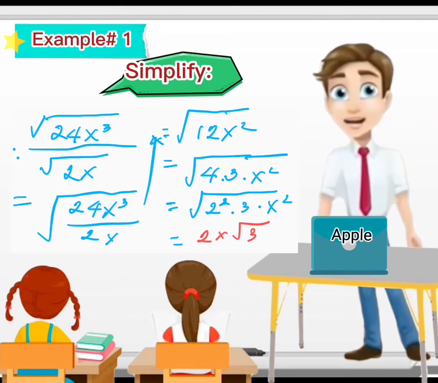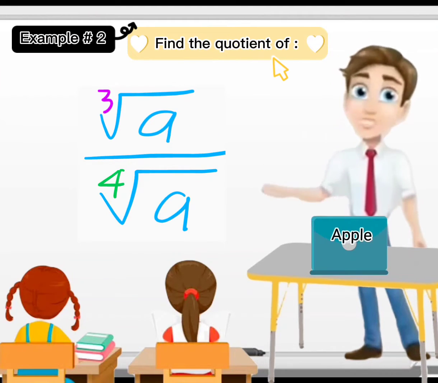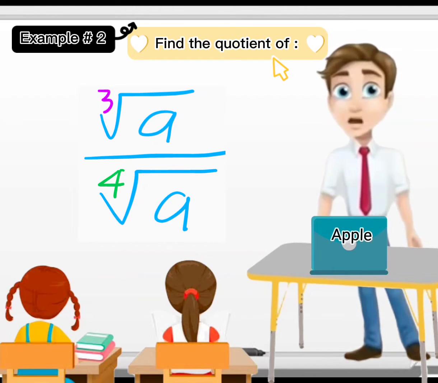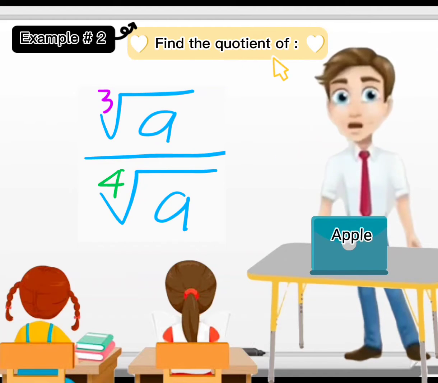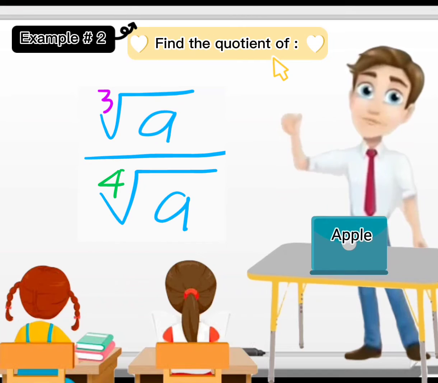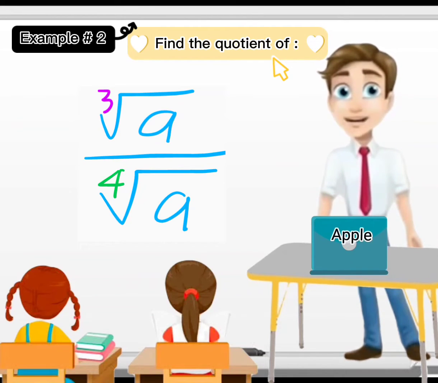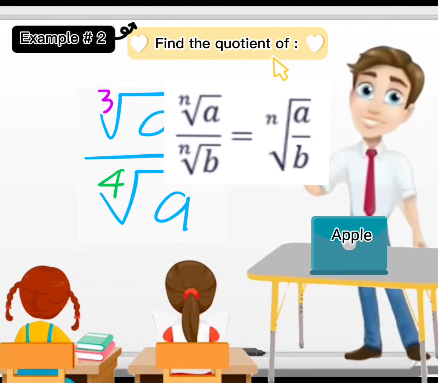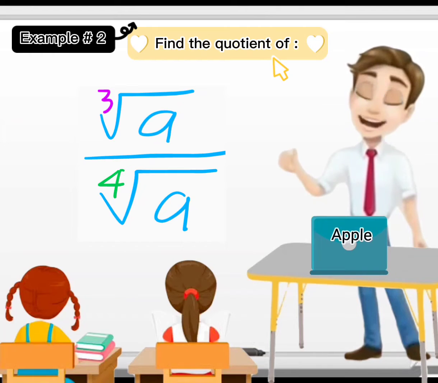Liwanag? Yes, sir. So nasa example number 2 na tayo, and we are going to find the quotient of the third root of A divided by the fourth root of A. So napapansin natin dito, hindi magkaparehas yung index natin. The index in the numerator is 3 and the index in the denominator is 4. So ibig sabihin, hindi natin muna magagamit yung quotient rule, na kung saan kapag magkaparehas yung index ay pwede na natin pag-isahin as one radicand.